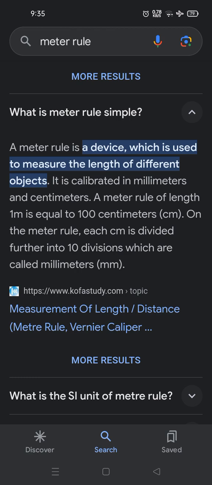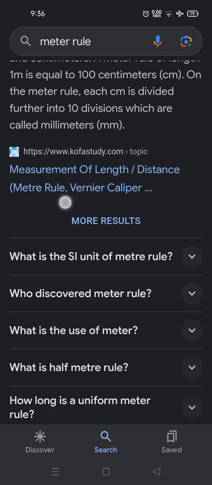What is meter rule? Simple. A meter rule is a device which is used to measure the length of different objects. It is calibrated in millimeters and centimeters. A meter rule of such length is 1 meter is equal to 100 centimeters. On the meter rule, each centimeter is divided further into 10 divisions which are called millimeters.